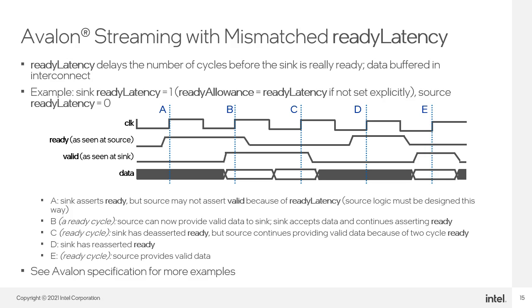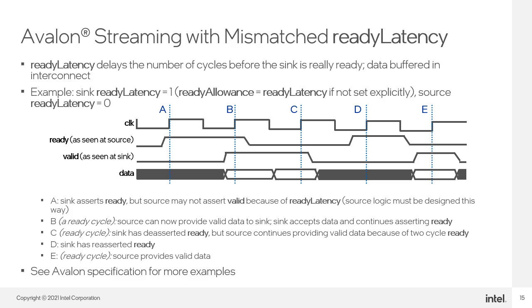Here's an example on the use of readyLatency and readyAllowance. By default, both are equal to 0, meaning that the sink is always ready to receive data the same cycle the ready signal is asserted. For this example, readyLatency on the sink is set to 1. readyAllowance is automatically set to 1 as well, since it must be equal to or greater than readyLatency.